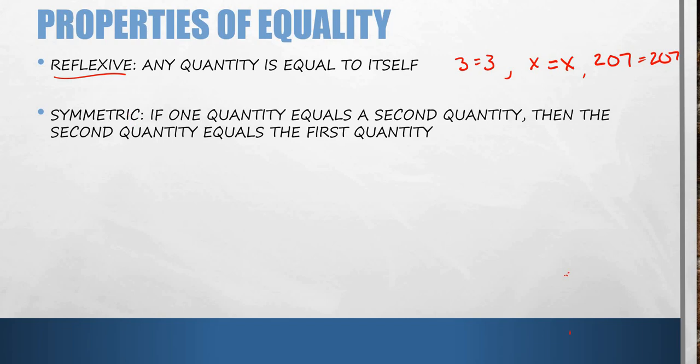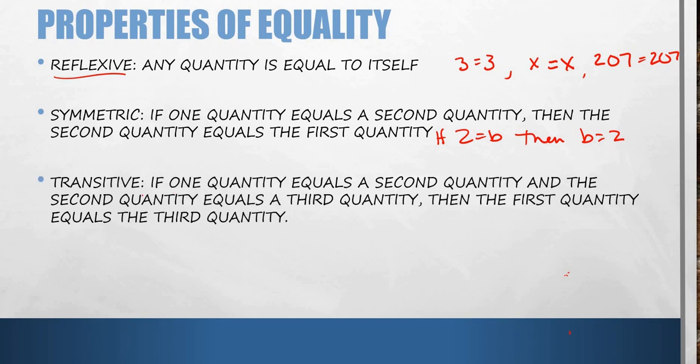Symmetric. Symmetric means the same on both sides. If one quantity equals a second quantity, then the second quantity equals the first. Remember that you're pausing to write this stuff down because I'm going to keep going. So pause to write that down. All right, so if, for example, 2 equals b, then we can say that b would also equal 2. Okay? Symmetric.